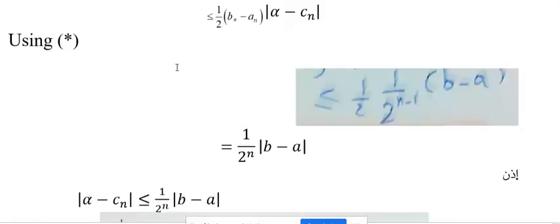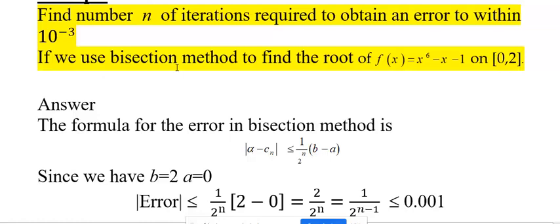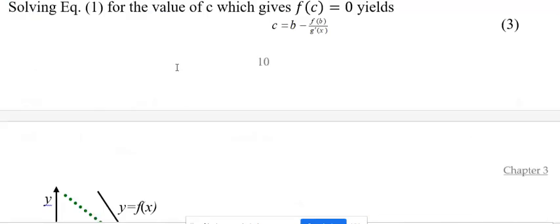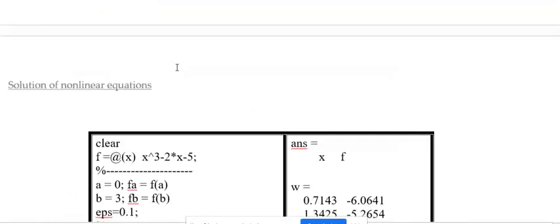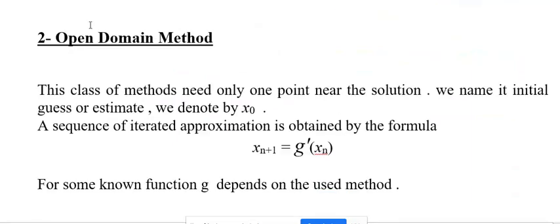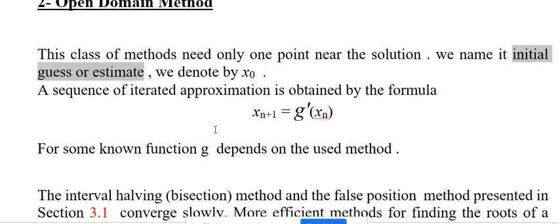Today we shall discuss the second method in this chapter, which belongs to the second class of methods, whose name is open domain methods. I think that we agree that we must write with the lecture, and you must write now with me the title, open domain method. Here we don't have an interval, we don't have 2 points, we just have 1 point called the initial guess or initial estimate, which may be any point.